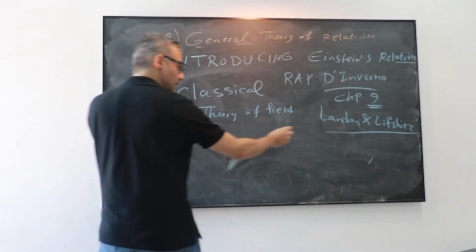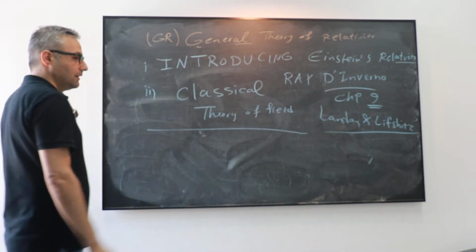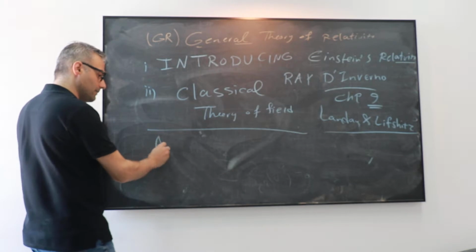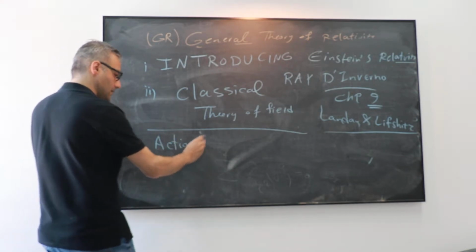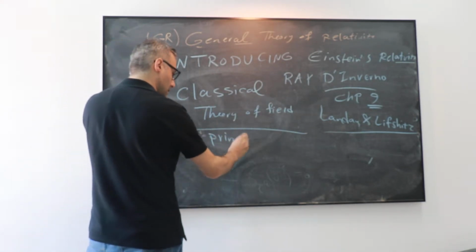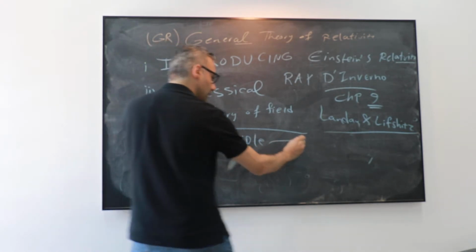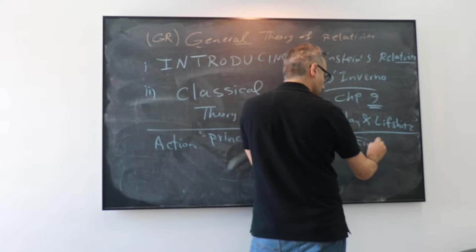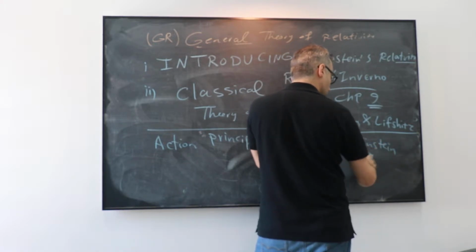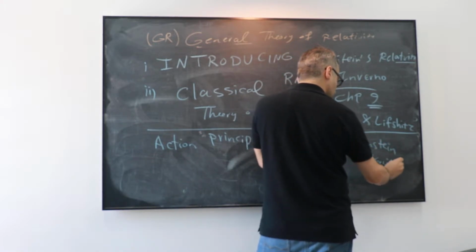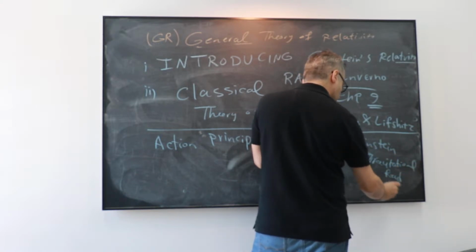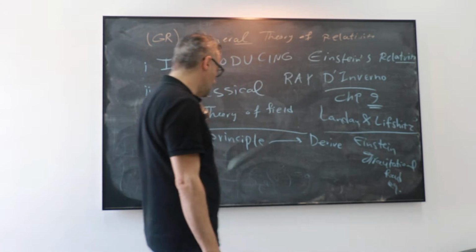One thing I want to tell you is that some books start general relativity from the action principle, okay? And derive the equation of motion. Derive the Einstein gravitational field equation. This is one approach.